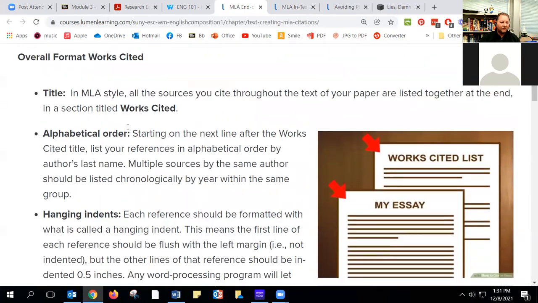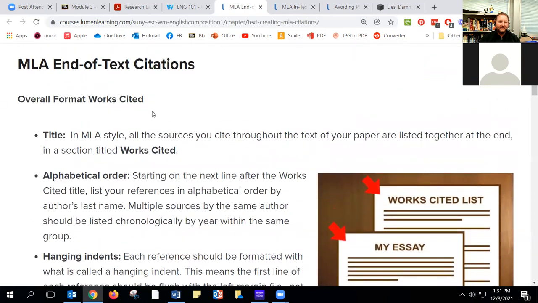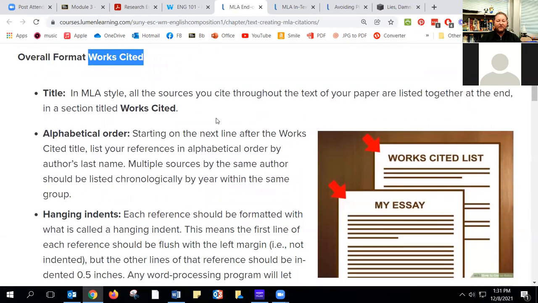So these ones, you want to look at this, right? This is the end of text. This is after your essay. That's what they mean by end of the text. So this is your works cited page, right? Your works cited page is a separate page at the very end of your essay. So even if you finish an essay and you've got 6.5 pages, you don't put the works cited page right underneath the essay. You do what's called a page break and you put it on the next clean page, still all the same document.